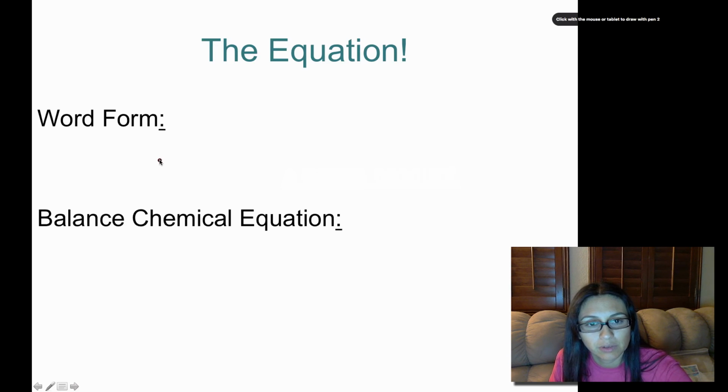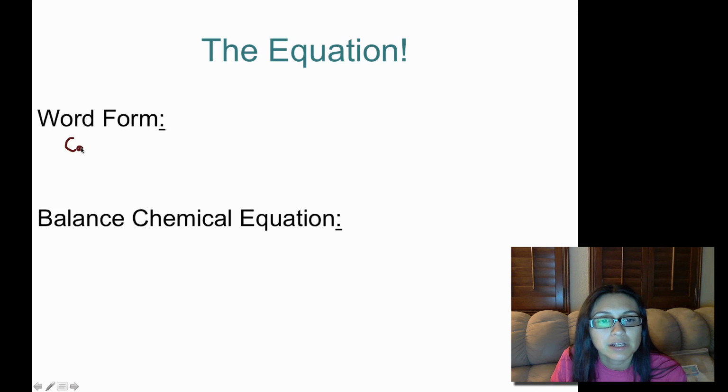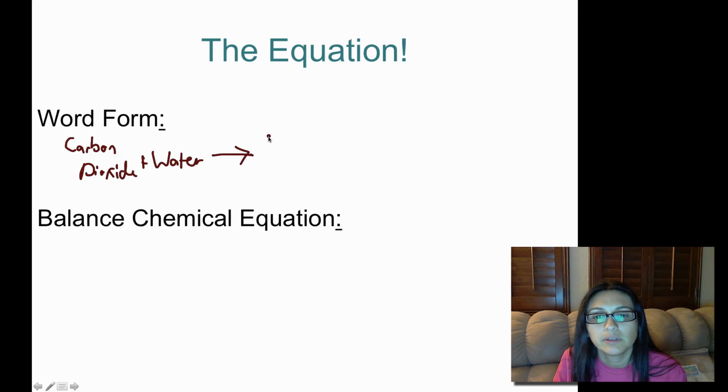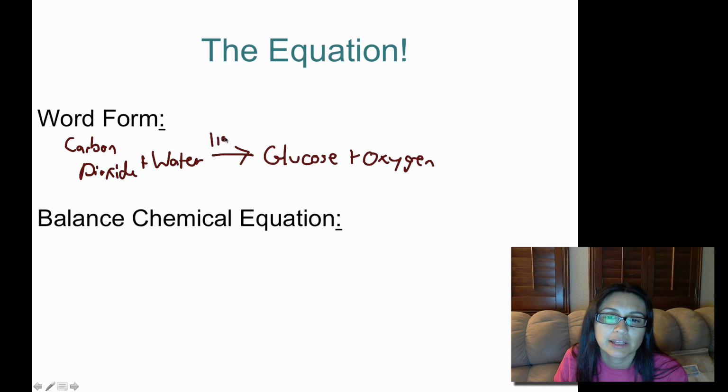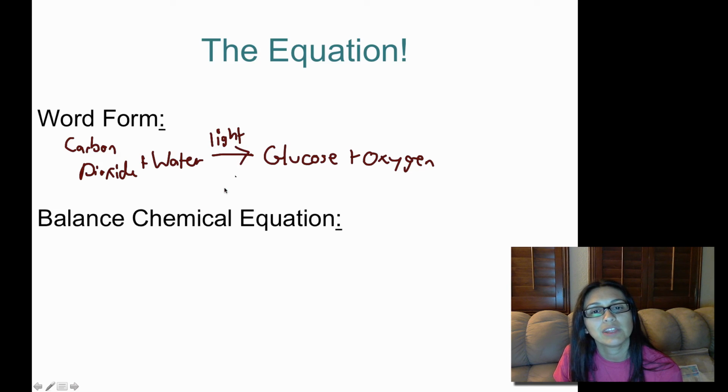All right, the equations. So first we have word form. So carbon dioxide plus water. Arrow is going to get us glucose and oxygen. Now over the arrow, we're going to write light, because that's the energy that's going to be involved here. You can write it where you can have carbon dioxide plus water plus light on one side. Sometimes it's written that way as well. I like to write it with light over the arrow there.